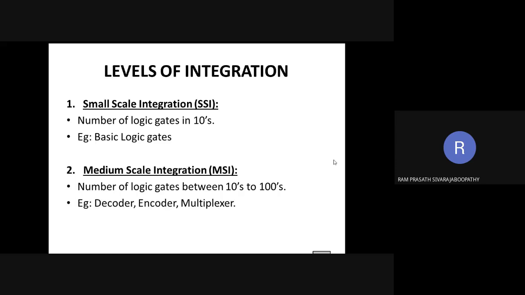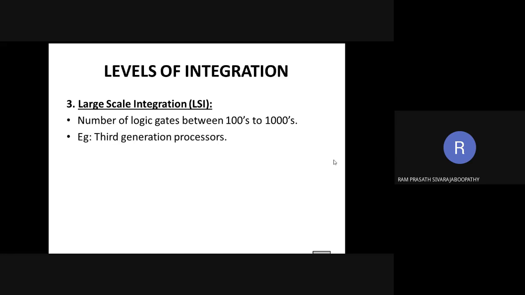For example, decoder, encoder, multiplexer will have many logic gates. But a decoder, what do we build it with? AND gate, OR gate, NOT gate. So based on all that, what do we say? 10 to 100s. Fine. Then large scale integration. Here there are hundreds to thousands of logic gates.